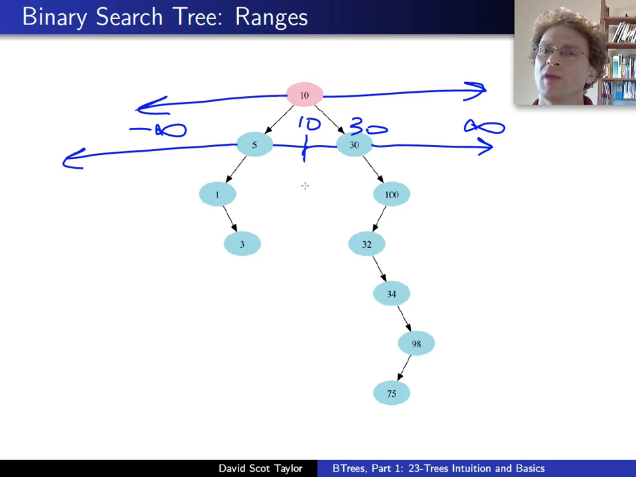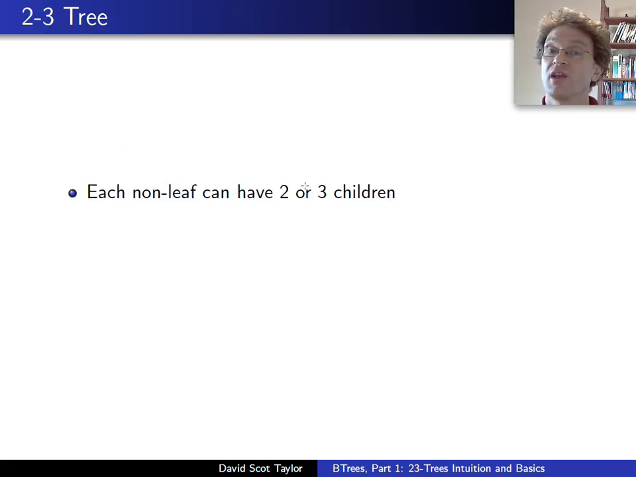Okay? If we want to make binary search trees not binary, we have to allow for more than one key. One key cuts a number line into 2 pieces, but 2 keys cut it into 3 pieces. If I give you the numbers 5 and 10, that breaks our infinite number line into negative infinity up to 5, 5 to 10, and 10 up to infinity. So that's the idea behind 2-3 trees.